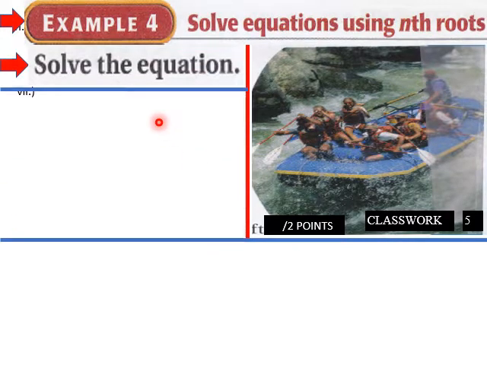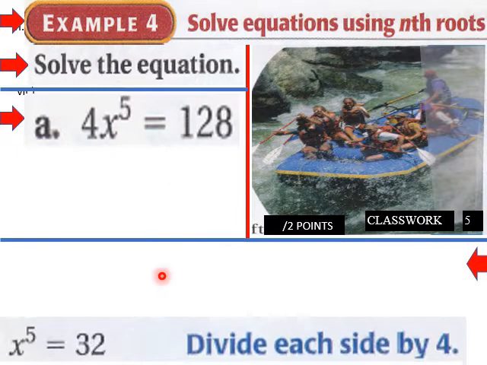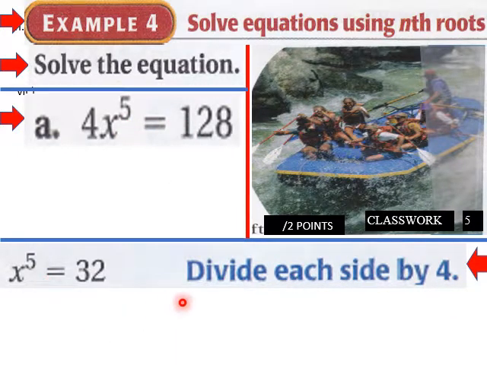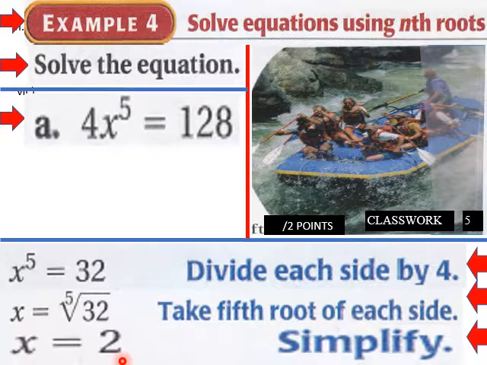Okay, example 4, solve equations with nth roots. 4x to the 5th equals 128. How do we solve that? Divide each side by 4, so we come up with x to the 5th equals 32. And then take the 5th root of each side, so we get rid of the power. Then we take the 5th root of 32, and that equals 2. That's how to solve an equation with a power.